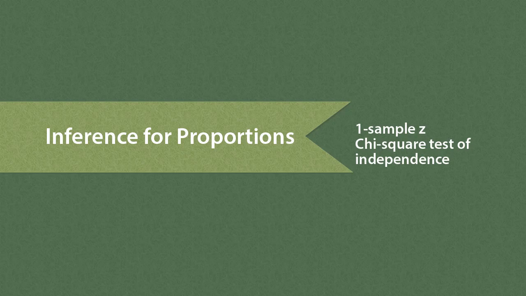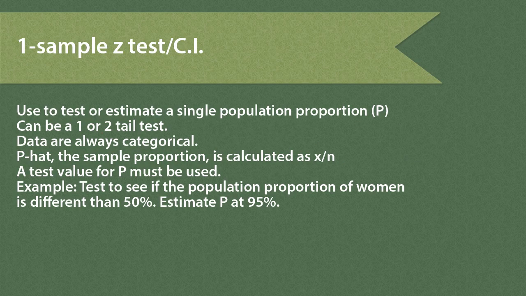Inference for proportions, the one-sample z-test and confidence interval, and the chi-square test of independence. The one-sample z-test and confidence interval.